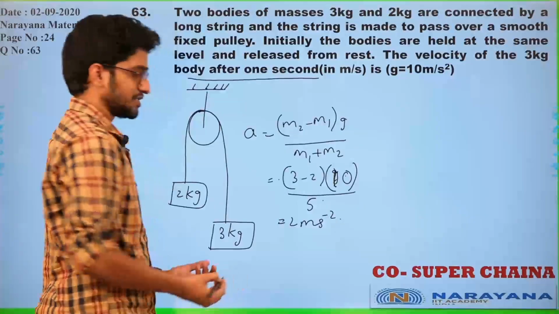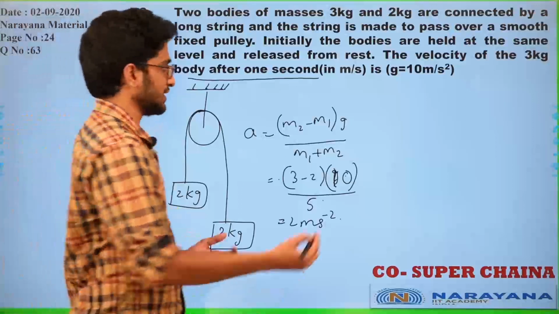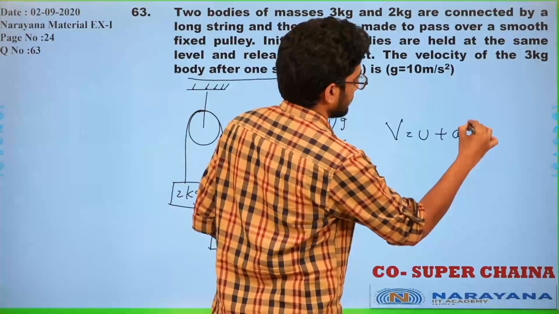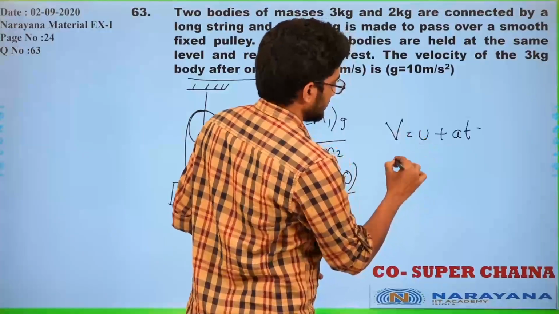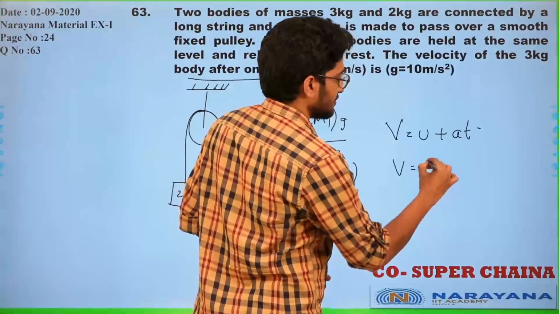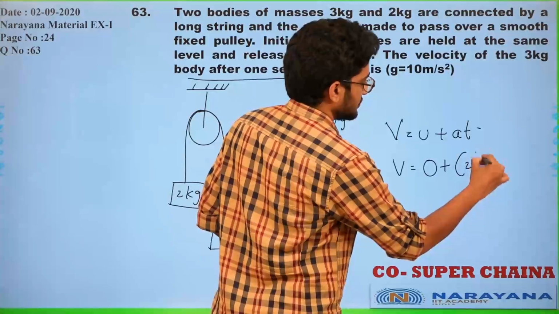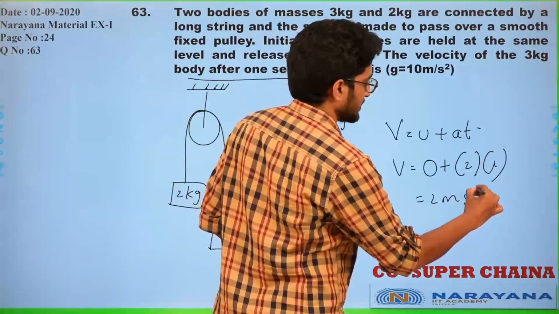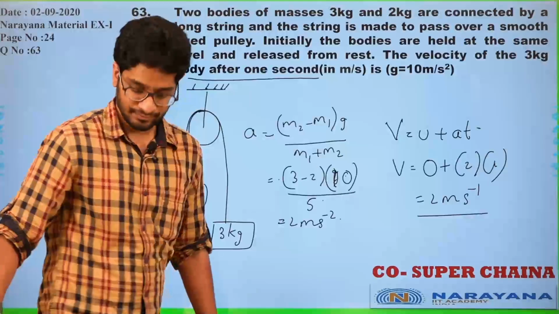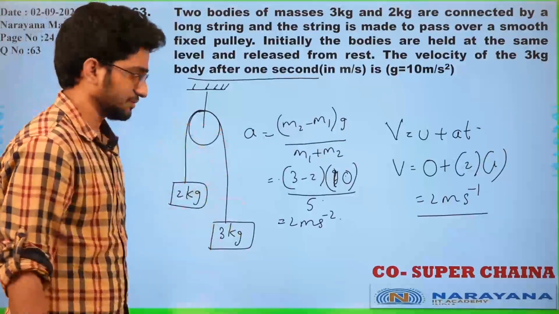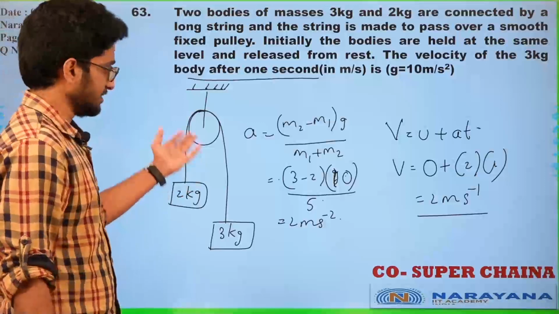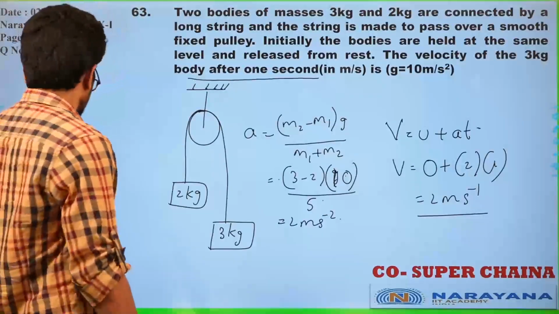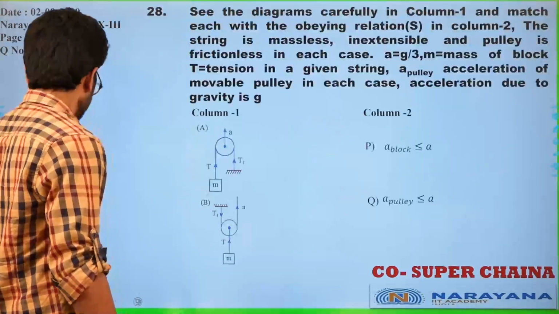If its acceleration is 2, how do I get its velocity after 1 second? Simple, v is u plus at. So the velocity of this after 1 second: it starts from rest, acceleration is 2, into time is 1 second. That's it. So its velocity is 2 meters per second. That's a pretty basic question, just finding acceleration in the pulley system and then finding the velocity after some t seconds. So we'll move to the next question.